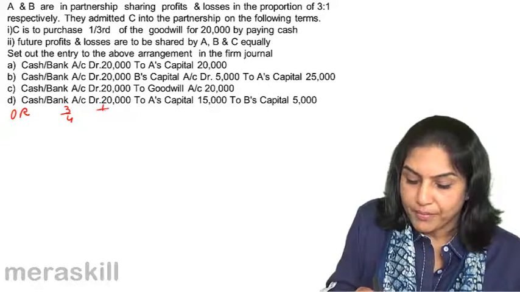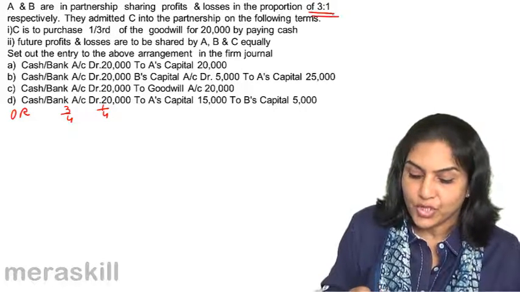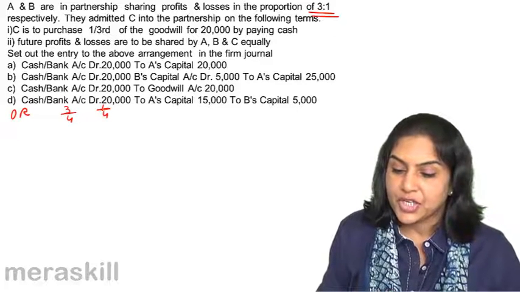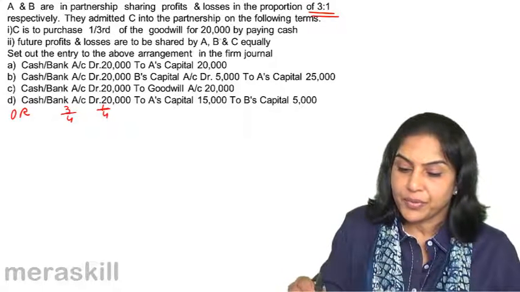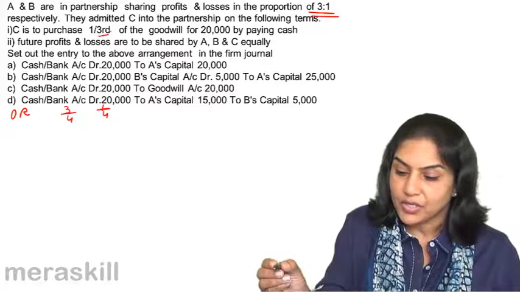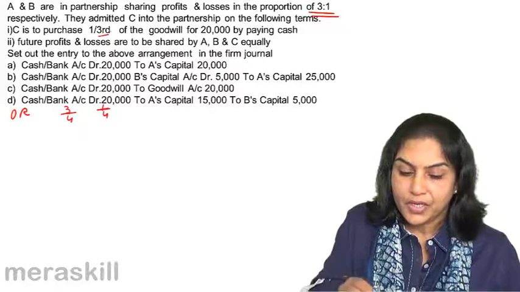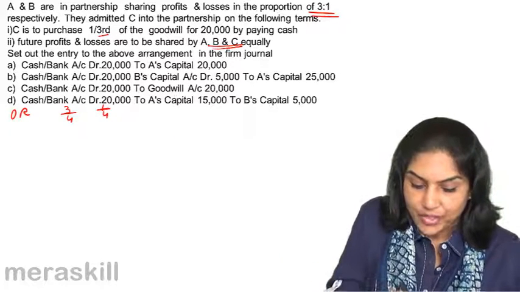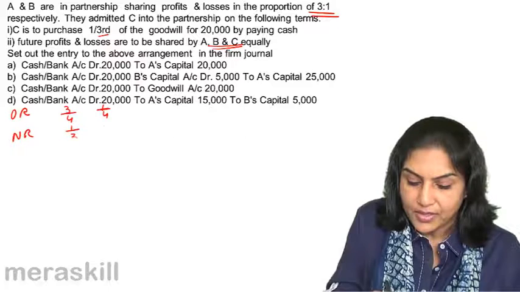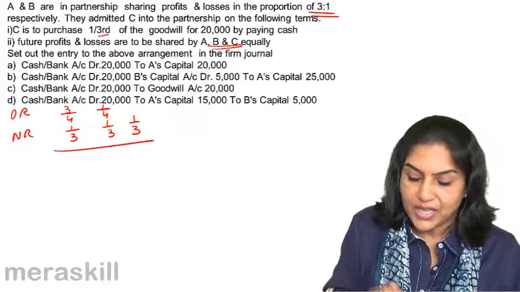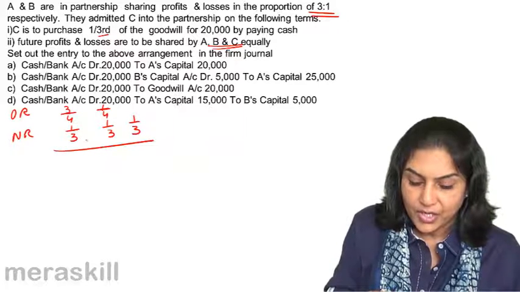3/4 and 1/4. 3:1 was the old ratio. They admit C into the partnership for one-third. And what is the new ratio? Profits are to be shared by A, B, and C equally. So the new ratio is one-third, one-third, and one-third. So C gains one-third, and let us see what they lose here.